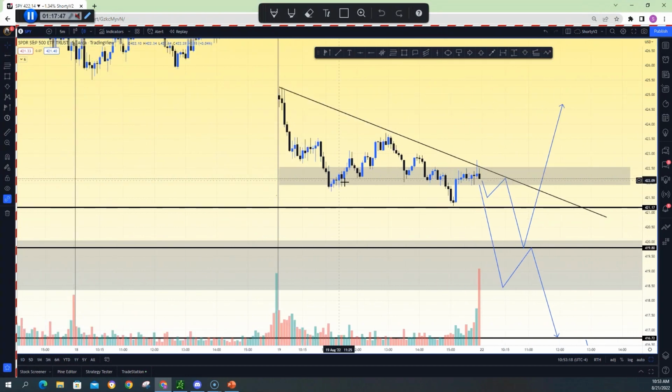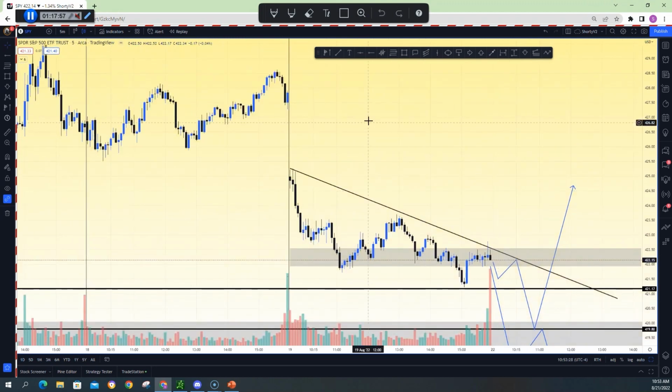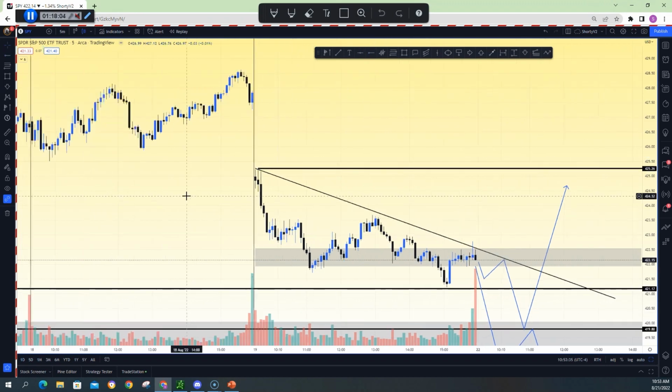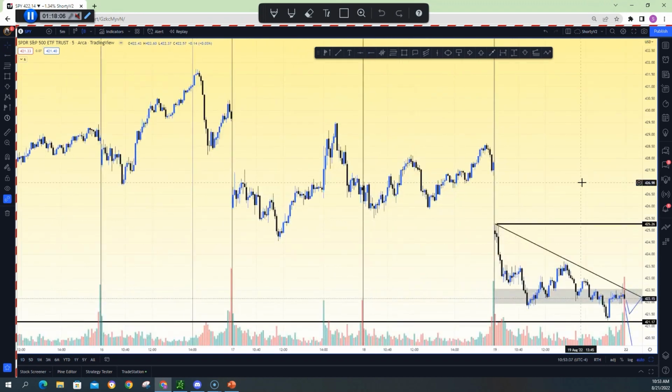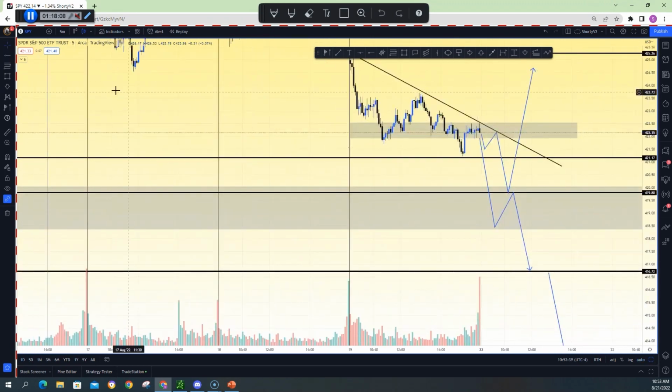I'm on 5 minutes, and this right here is a nice little supply that they created on 5 minutes. So it could be that we come up to here, dump. Then if we break this level, it might go open to the next one. We do have a gap above this level. So that's how I plan on taking SPY.